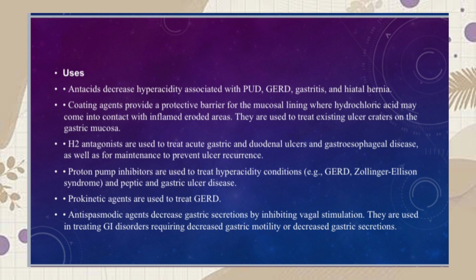Antispasmodic agents decrease gastric secretions by inhibiting vagal stimulation. They are used in the treatment of GI disorders requiring decreased gastric motility or decreased gastric secretions. Nursing process for agents used for stomach disorders.